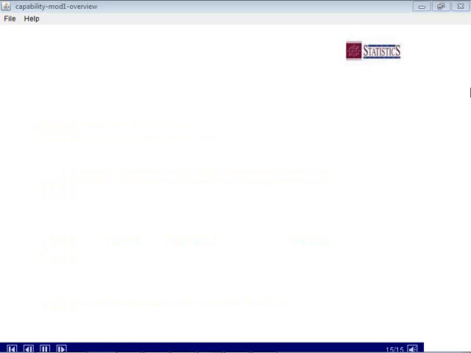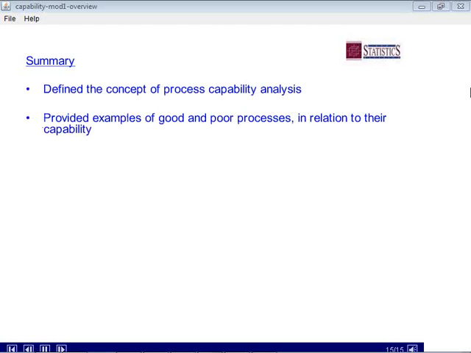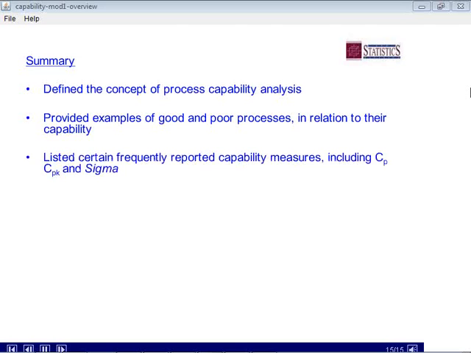So in summary, what have we addressed? Well, we've defined the concepts of process capability analyses. We've looked at some examples for what would constitute both good and poor processes in relation to their capability. We've listed and kind of discussed in general terms certain frequently reported capability measures, including CP, CPK, and the sigma capability estimate.